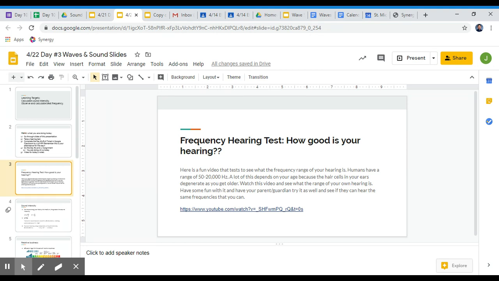So this hearing test will go through and start off with a really high frequency, and then it'll slowly drop it down. And then you can pause the video and see when you initially hear it to see what your frequency range is.